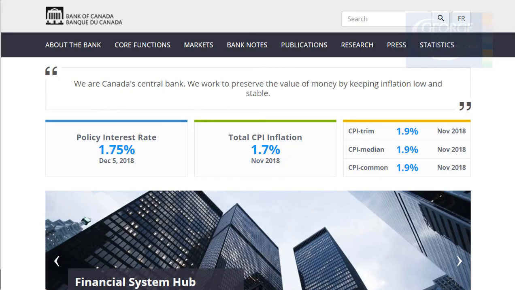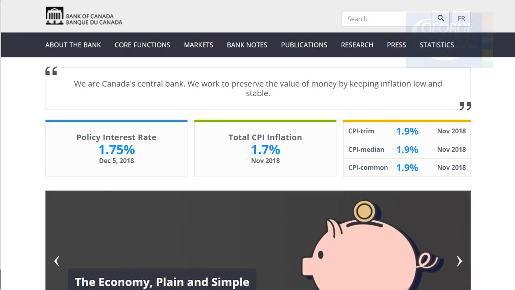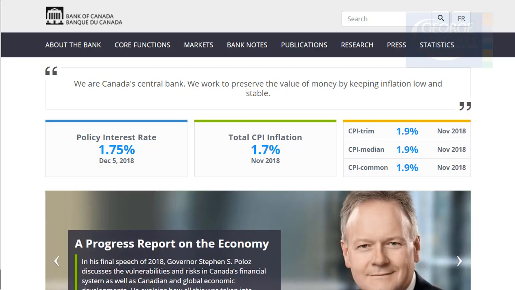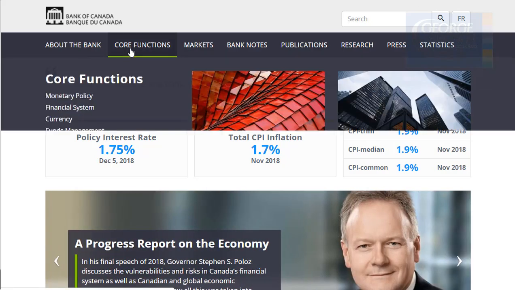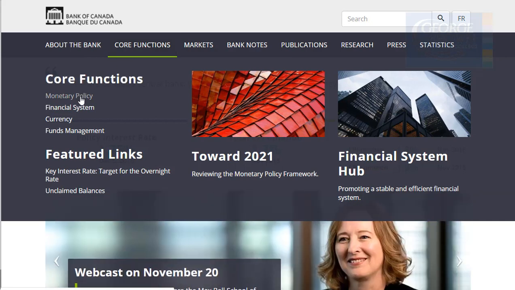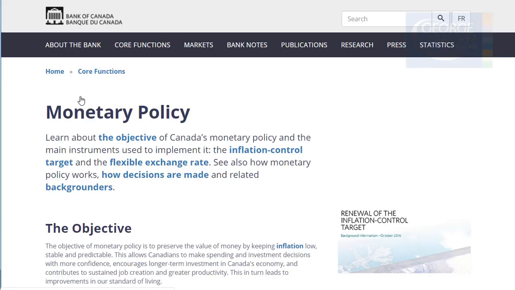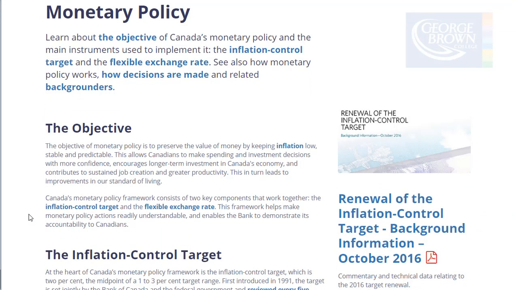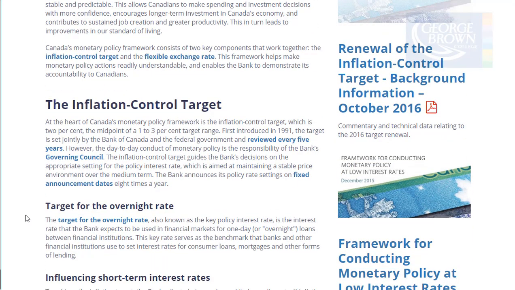Again, just to bring the real world into the classroom to complement the CFA Institute Investment Foundations program curriculum, here I am again at the Bank of Canada website. Recall in the chapter on macroeconomics, we looked at the Bank of Canada website because we were looking at monetary policy, and we know that the objective was to keep inflation low, and that they had an inflation control target of 2%, which is the midpoint between 1% and 3%.